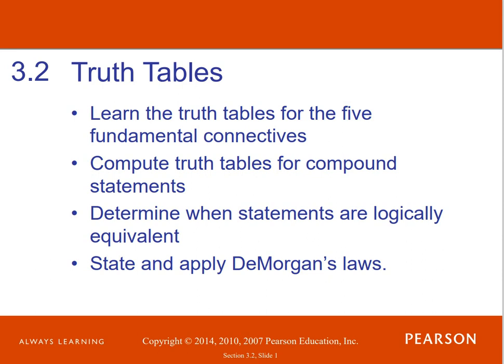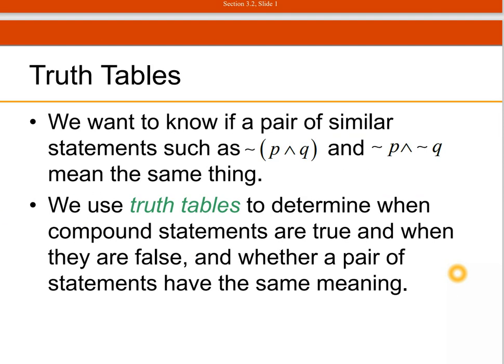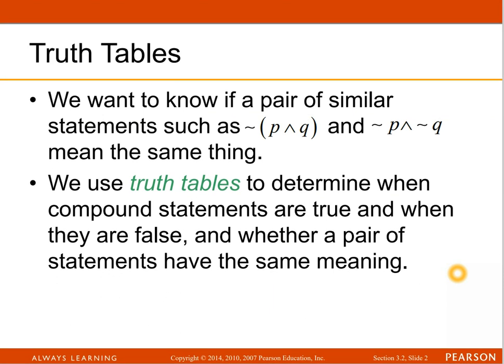All right, for 3.2, we're going to talk about truth tables. We're going to learn the truth tables for those 5 connectives that we did in 3.1. You know, negation, conjunction, disjunction, conditional, and biconditional. Those were so much fun. And then we're going to compute truth tables for compound statements, and we'll determine when statements are logically equivalent, and then we're going to use De Morgan's laws. Okay, so next slide.